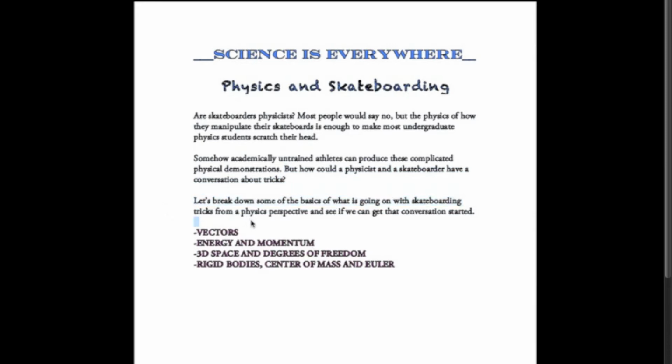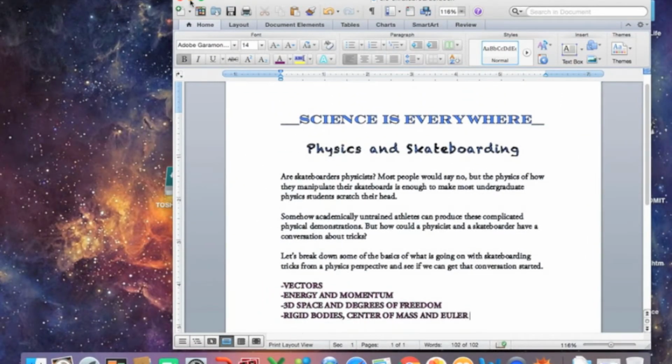Somehow academically untrained athletes can produce these complicated physical motions, but how could a physicist and a skateboarder have a conversation? Let's break down the basics of what's involved with skateboarding tricks from a physics perspective and see if we can get that conversation started. We're going to be talking about vectors, energy, momentum, 3D space and degrees of freedom, and rigid bodies, center of mass, and hopefully Euler equations and Euler angles.